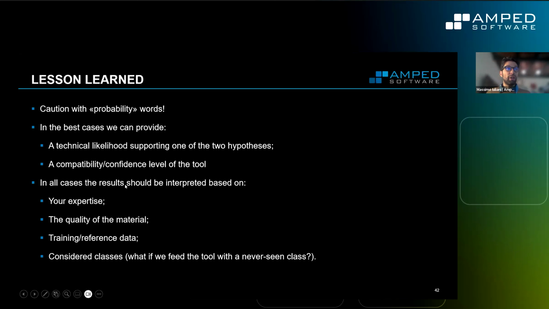But in the end, you have to interpret the finding based on your expertise, so stay on your lane: the quality of the material, if the training and reference data are reliable for this specific achievement, and also the class involved, because let's again consider the deepfake detection system. Even if we have a deepfake detection that is perfect, but is trained on some models, if we analyze an image belonging to a new model, what should we expect? So that's where you need expertise. Okay? And that's for every field.